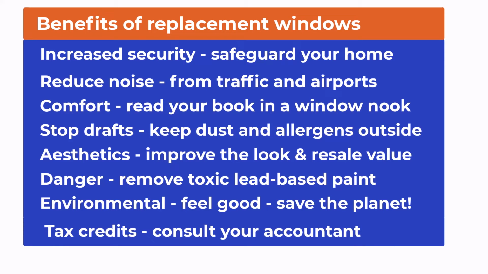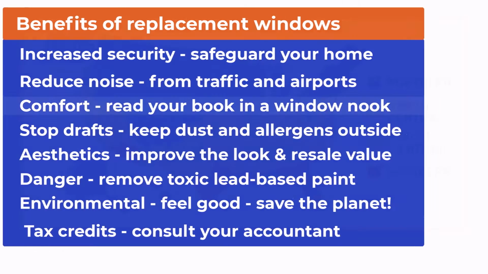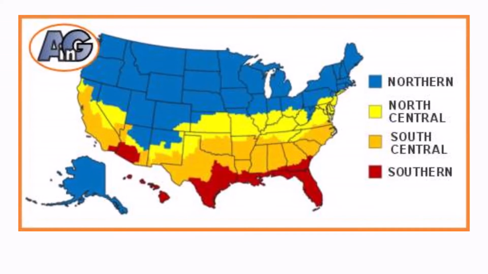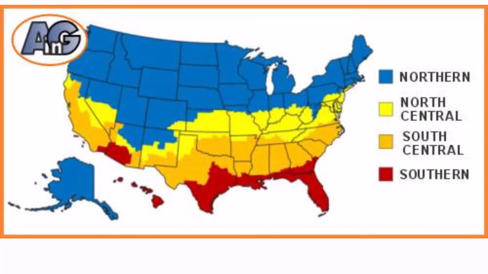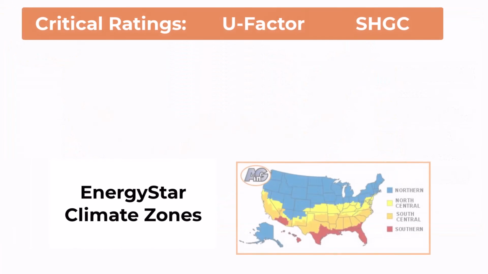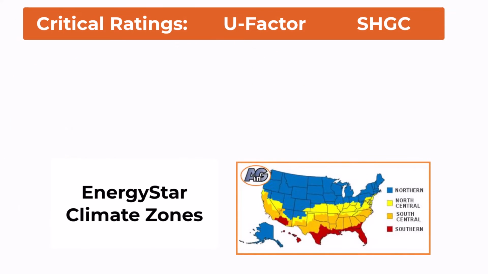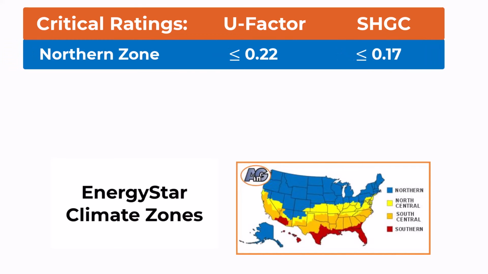So if you decide to replace your windows, what energy performance ratings do you need? The first thing to do is to study the EnergyStar map to see which climate zone you live in. Now, the most important ratings are the U factor, the insulation, and the solar heat gain coefficient. These are the recommended EnergyStar values for the various climate zones. For the northern zone, your U factor should be less than or equal to 0.22.